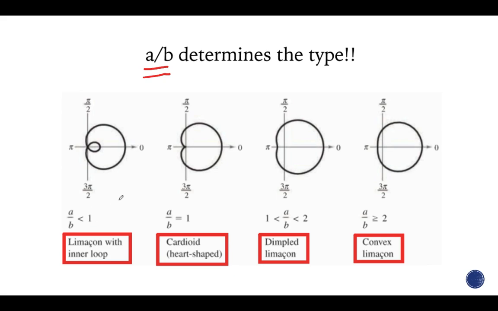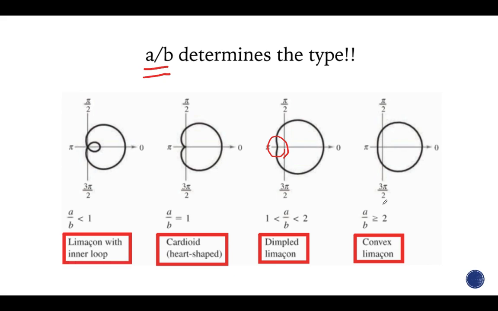If A over B equals 1, then we have what we call a cardioid. It almost looks like a heart. You can see how we hit the pole and then bounce off, just like if you were drawing a heart. And if A over B's ratio is between 1 and 2, we have what we call a dimpled limacon. You can see this dimple right here. Some of you might have dimples when you smile, small little indentations. That happens when A over B is between 1 and 2.